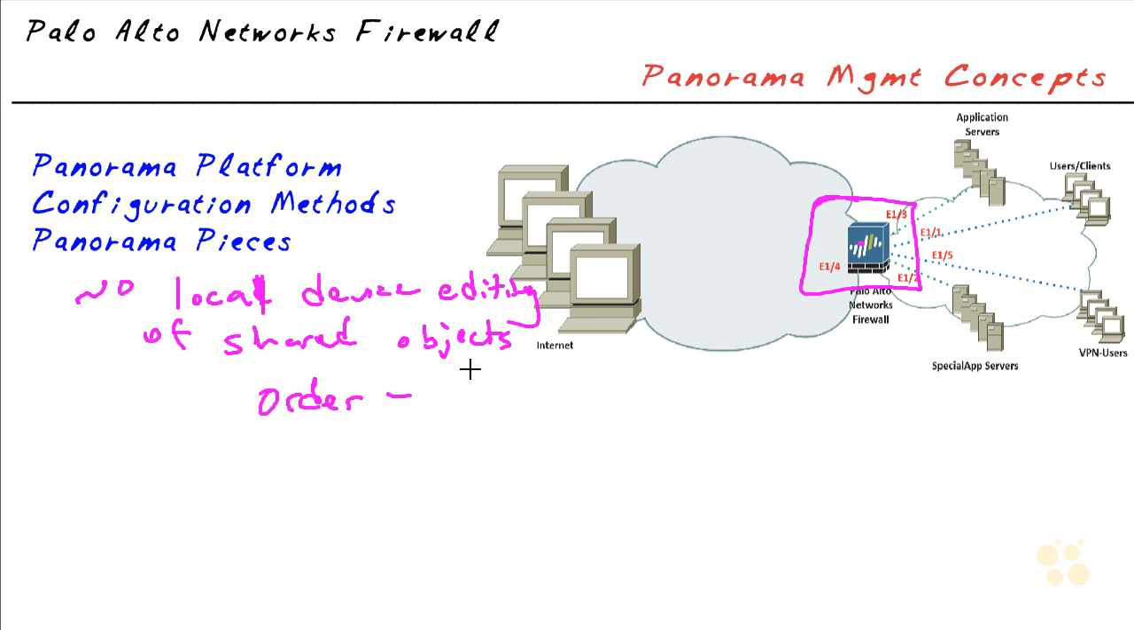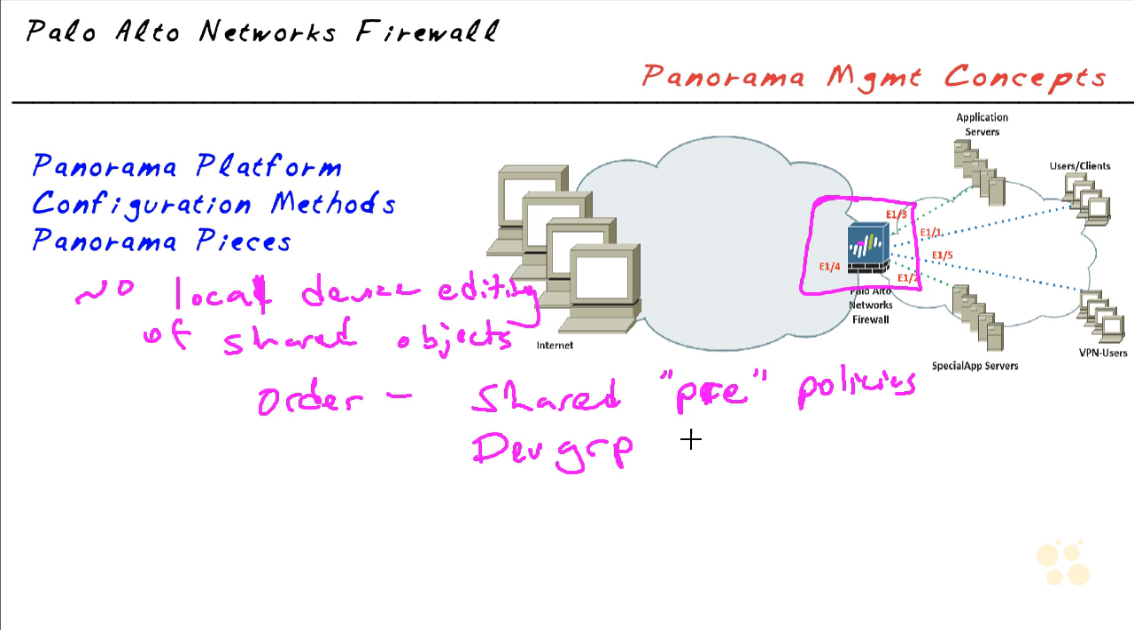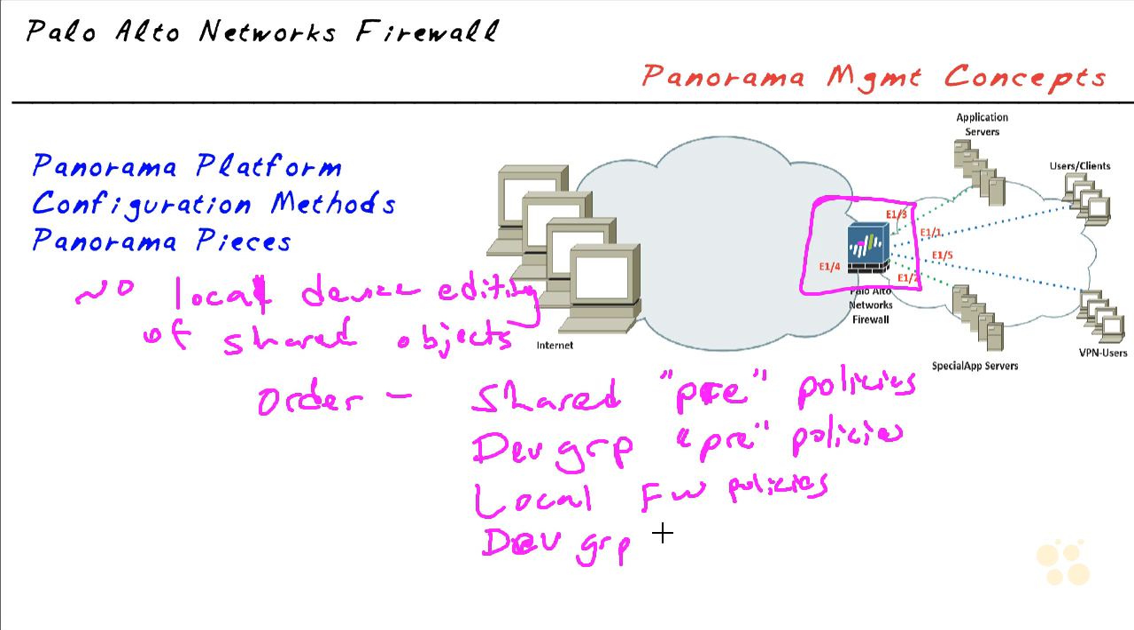So my order of operations in terms of my policies is I will have my shared pre policies. Then I have my device group pre-policies. I have my local firewall policies. I have my device group post policies.